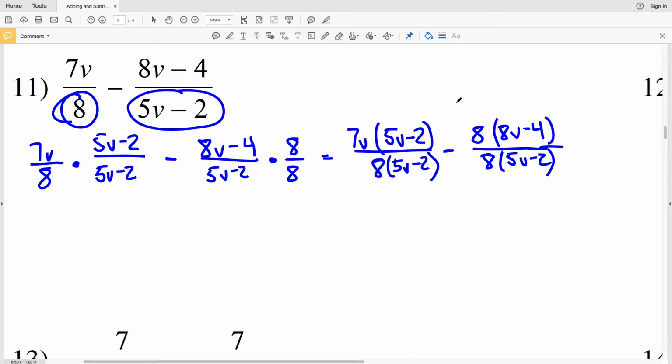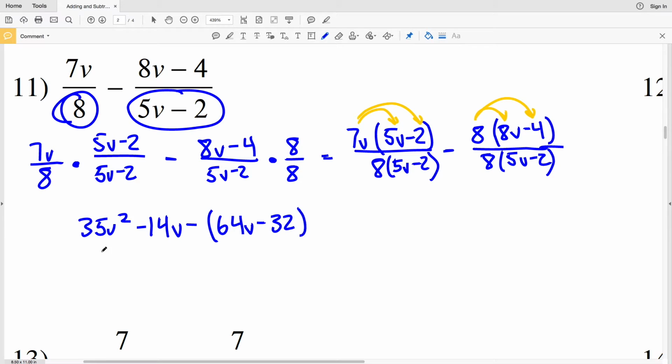So now I can subtract my numerators, but I'll distribute first. So distributing that 7v and then distributing that 8. 7v times 5v will be 35v squared, and I'll be subtracting 7v times 2, which is 14v, and then subtracting the quantity 8 times 8v, which is 64v, minus 8 times 4, which is 32. And that's all over 8 times 5v minus 2, because they're all over that same denominator.